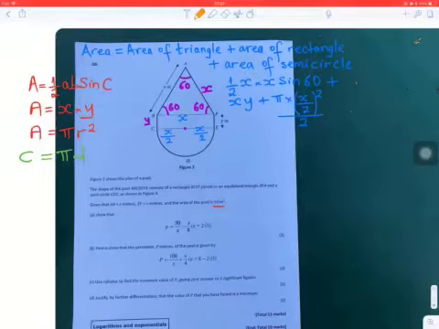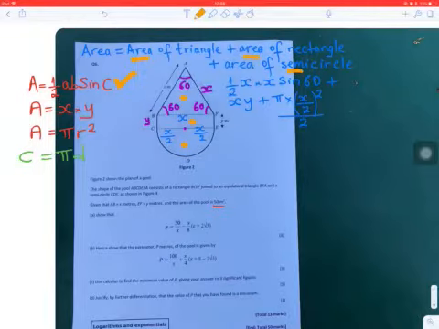Right, the first thing you do, you write down area is equal to area of triangle plus area of rectangle plus area of semicircle. So you have triangle, rectangle, and semicircle. Formula to find the area of a triangle given the angle of 60 degrees: half AB sine C. A is x, B is x, C is 60 degrees. Half x times x sine 60. That gives the area of the triangle.